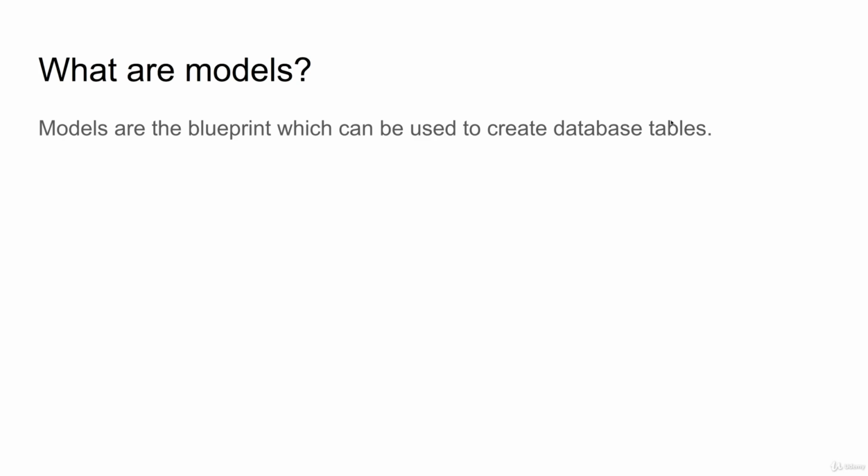Whenever you create a particular database table, you need a schema, or a blueprint, to create that table, and that blueprint or schema is nothing but your model. So what exactly are models? Models are classes in Python, which means that whenever you have to create a particular schema in Django for building a database table, you need to create a Python class.